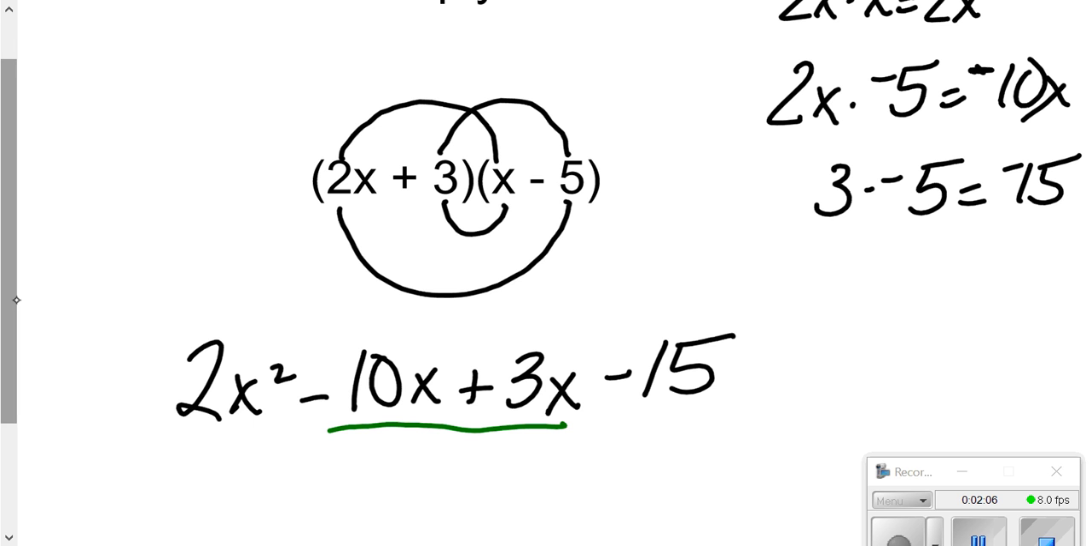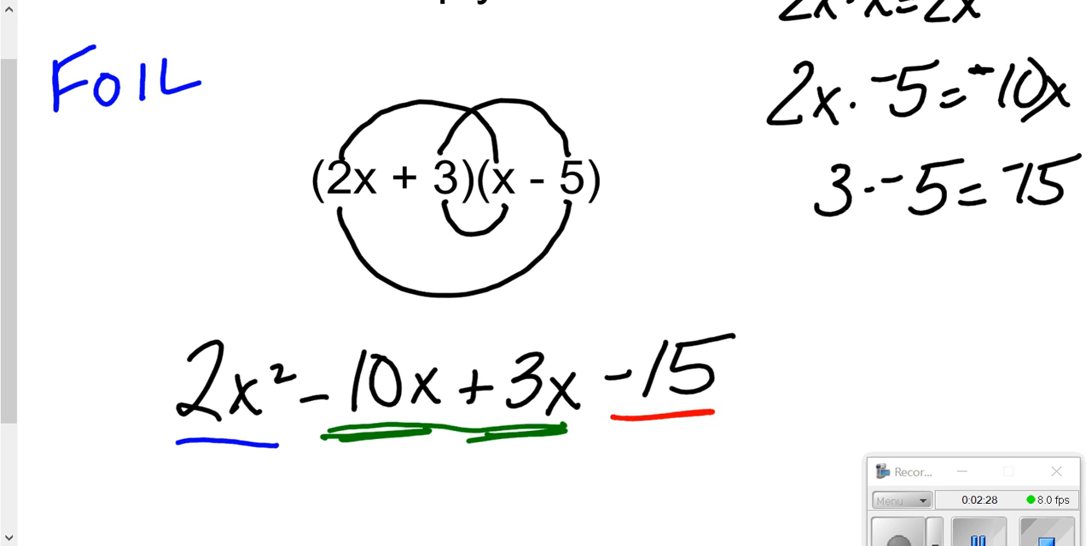You also can see where this little memory tool, FOIL, comes from. You take the first term times the first term, and you get 2x squared. You take the outer and the inner. The outer was what gave you the negative 10x. The inner is what gave you the 3x. And then you do the last times the last. That was the 3 times the negative 5. So this came from first, this came from outer, this came from inner, and the last one came from the last.